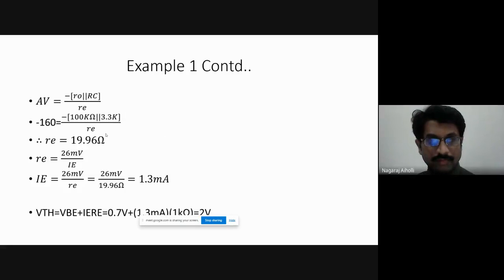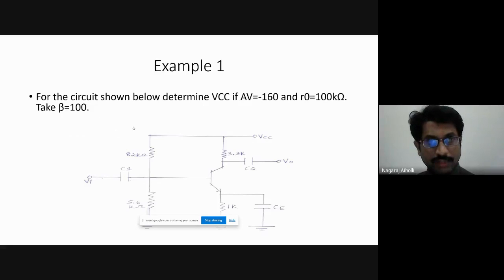If this problem statement is given, they may give you this problem in the form of a statement. They may mention R1 is equal to 2 kilo ohms, R2 is 5.6 kilo ohms, RC is 3.3 kilo ohms, RE is 1 kilo ohm. Then they will give it in the form of values, or they may give it in the form of a circuit. You'll have to remember, if they give it in the form of a statement, they will mention it as a voltage divider bias circuit. If they give it in the form of a circuit, they will not mention which circuit it is. You have to identify which circuit it is. For example, here the figure is given.